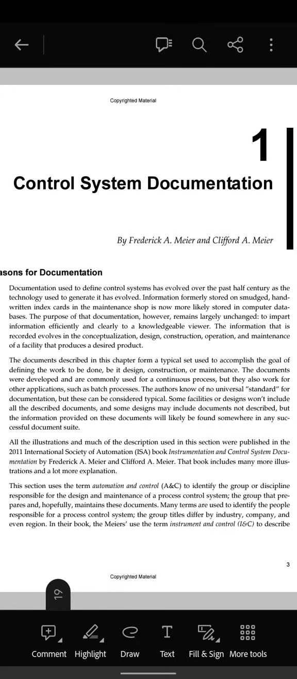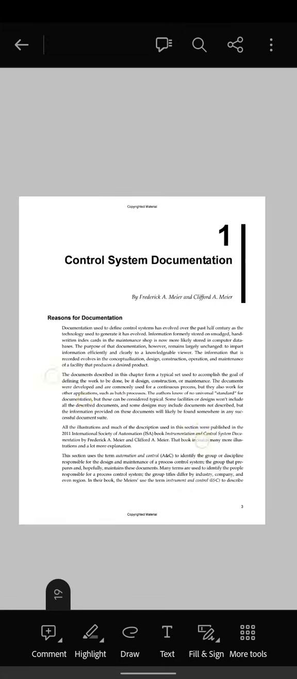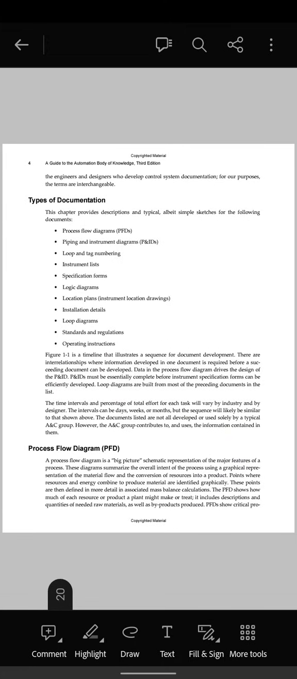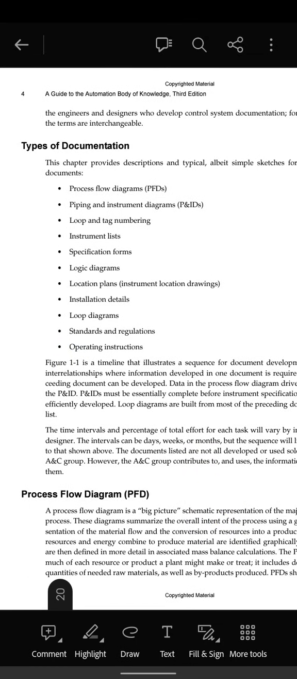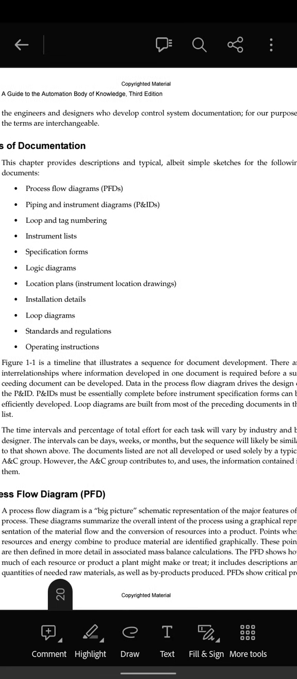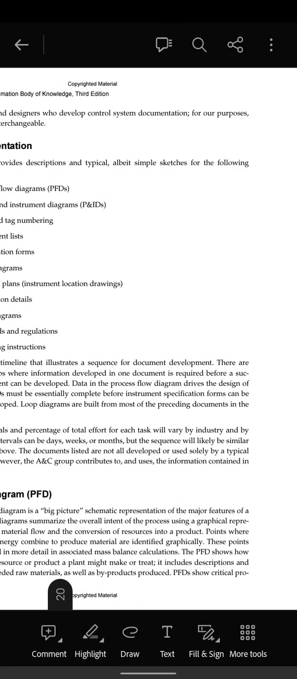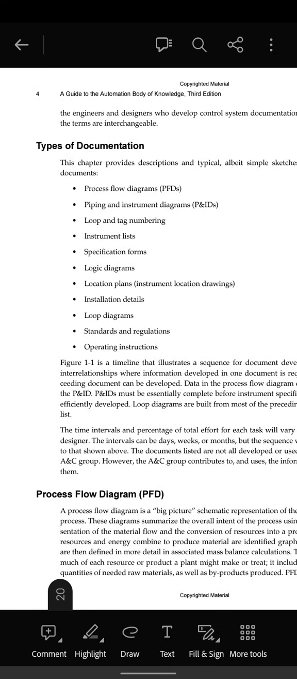In their book, the Meyers use the term instrument and control (INC) to describe the engineers and designers who develop control system documentation for our purpose.